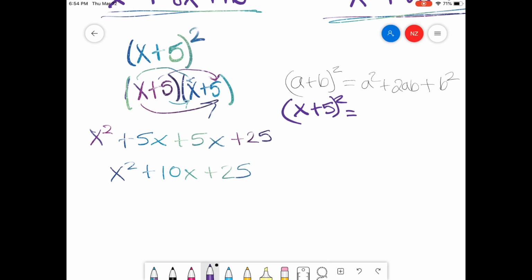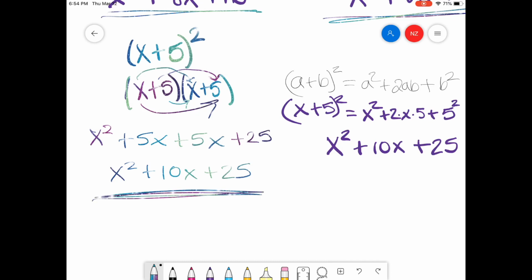So in this case, I would have x squared plus 2 times a times b plus b squared, which is 5 squared. If I simplify and clean this up, I get x squared. I can multiply the 2 and the 5 to get 10x, and then I have 5 squared. 5 times 5 is 25. If you take a look here, my answers that I got when I FOILed versus when I used the perfect square trinomial rule is the exact same. Let's take a look at example number 3.